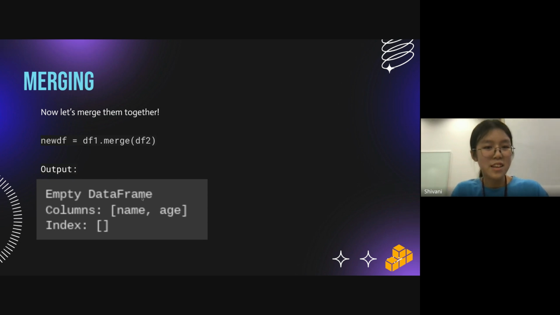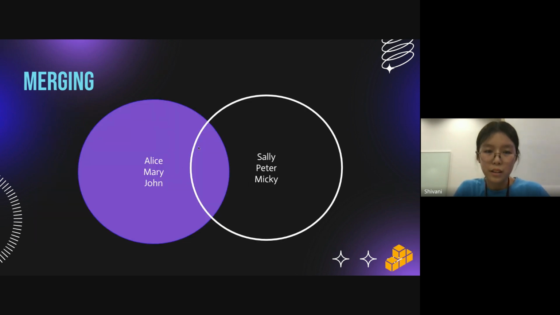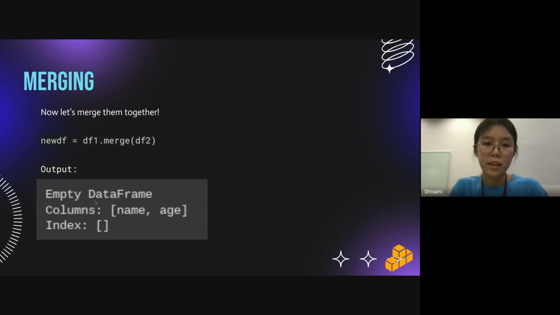As you have realized, we get an empty data frame. And why is that? So over here, these are the people that we have, right? Alice, Mary, and John for the first one, and Sally, Peter, and Mickey for the second one. You do realize there's no common name between both of them. And for merging, how it works is that only when there are commonalities between these two data frames will it print that commonality out. And since there's nothing in this sector, we get an empty data frame.